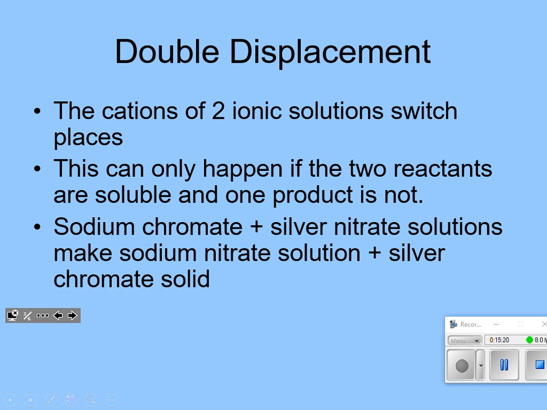So again, hopefully our reaction has Na2CrO4 plus AgNO3, making NaNO3, which is the formula for sodium nitrate. Ag2CrO4 is the formula for silver chromate. Balancing this, I bet it's going to require a 2 in front of your silver nitrate and a 2 in front of your sodium nitrate. And then it's balanced.